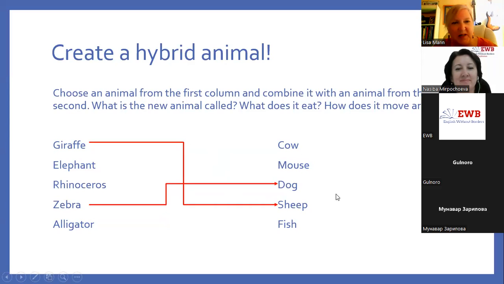What would that animal be called? A zdog, Rehana says. Good. Or a dogra. That's a really nice one.